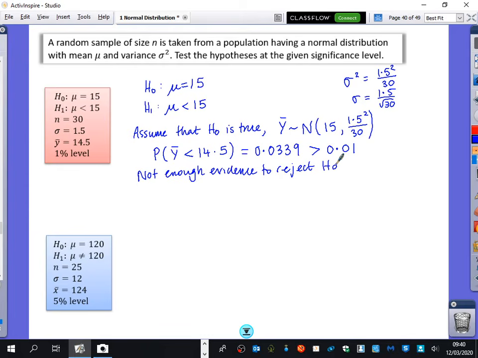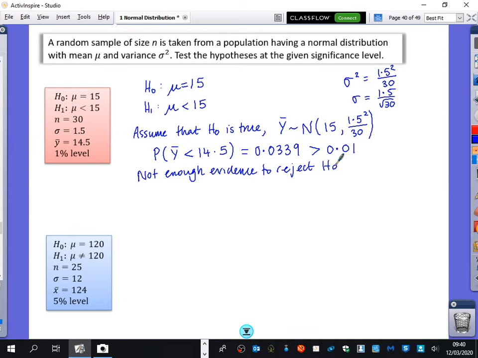Now, my question doesn't have a context, but if it did have a context and you don't write a context comment, you don't get the last mark. So if it was about the chocolate bars, I would say there's no reason to think that the mean of the chocolate bars is less than 15 grams, okay? We should still think that it is 15 grams. I just got 30 chocolate bars that on average were a bit less, okay?